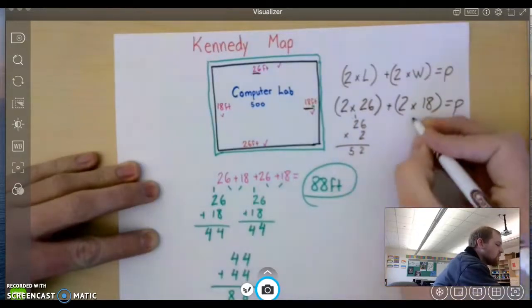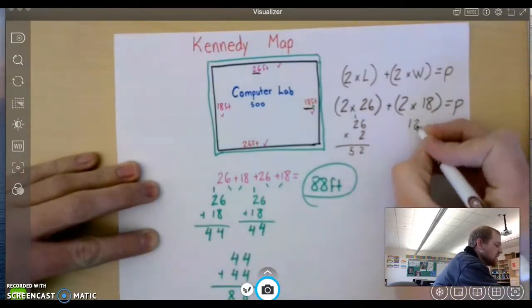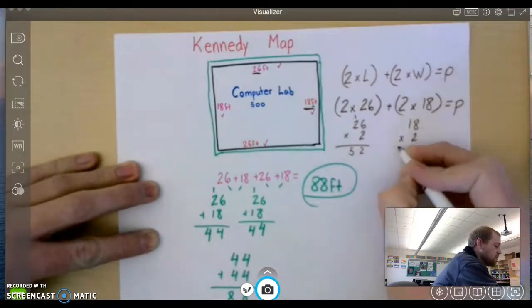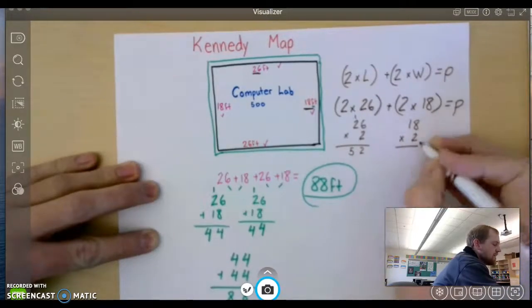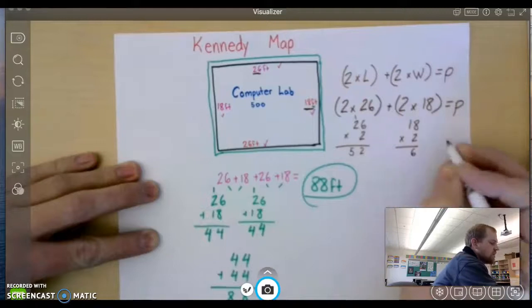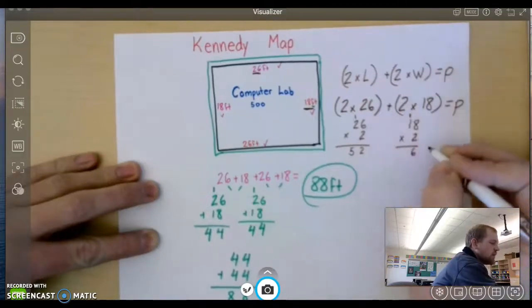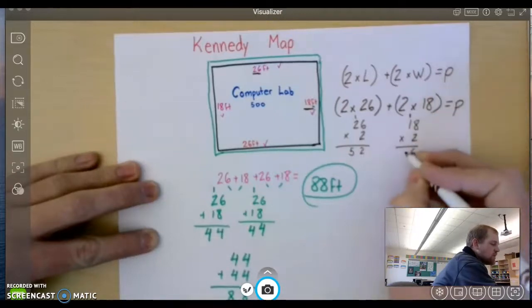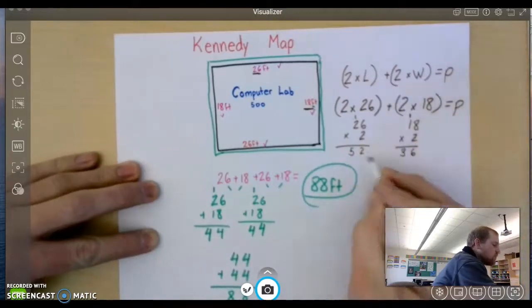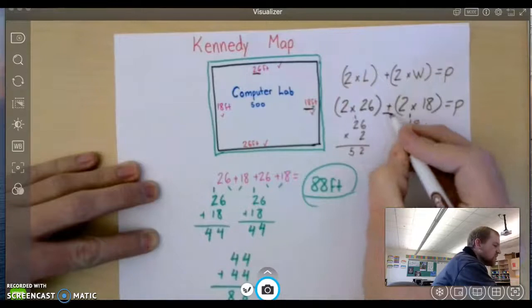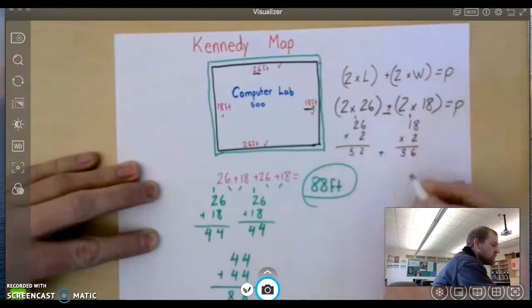And then over here, I'm going to take 2 times 18, so I'll take 18 multiplied by 2. 2 times 8 is 16, so I take a 6 down there. My 10 goes up top above the 10. 2 times 1 is 2, plus 1 is 3. So now I'm left with 52 and 36, and I know I still have to add them. So I'm going to take 52 plus 36.